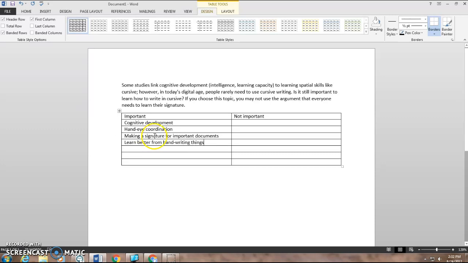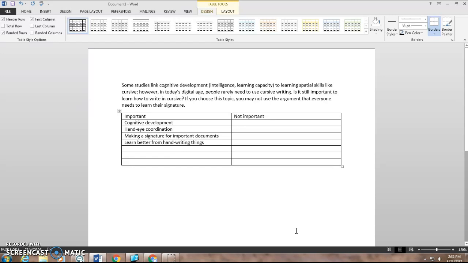So some of these things I came up with on my own, like hand-eye coordination, that's just something I knew. Cognitive development was in the prompt itself. Making a signature is something I kind of thought of, and then learning better from handwriting things, that's something that I Googled around a little bit, and that's something that somebody said. So those are some of the reasons that are important. If I had had more time, I could maybe make a more robust list, and that's not a bad idea, but in the time constraints we've got, that's what we've got so far.